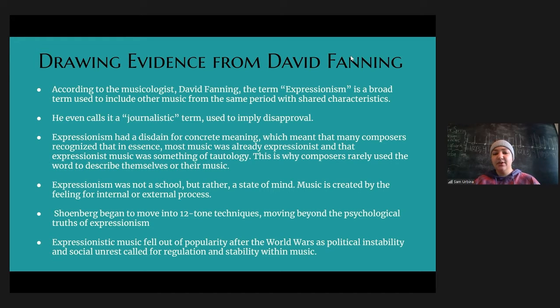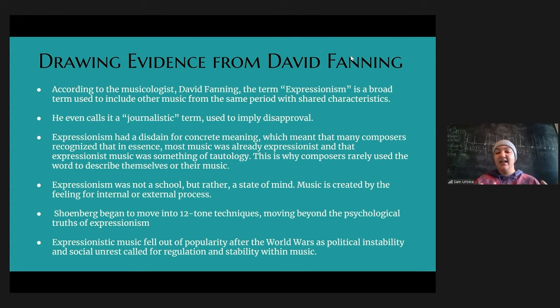Expressionism was not a school, according to musicologists, but rather a state of mind. Music is created by the feeling for internal or external process. After this, Schoenberg began to move into his 12-tone techniques, showing that he only dabbled in this time period for a limited amount of time. And it also shows that music moves quickly.